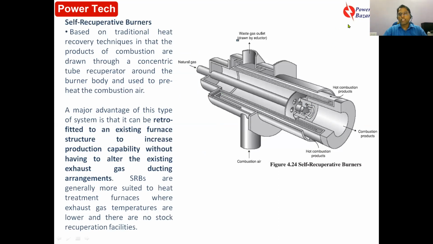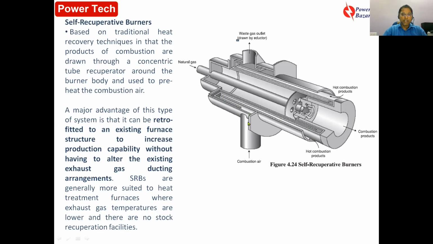Now from the furnace exit, you take out the hot combustion products and pass them through like this, and you see there is surface area contact. The combustion air and the hot combustion products do not come into physical contact with each other. They don't mix. They are in separate paths, separate pipes or separate vessels, but both are interlinked so that the heat transfer will be very rapid.